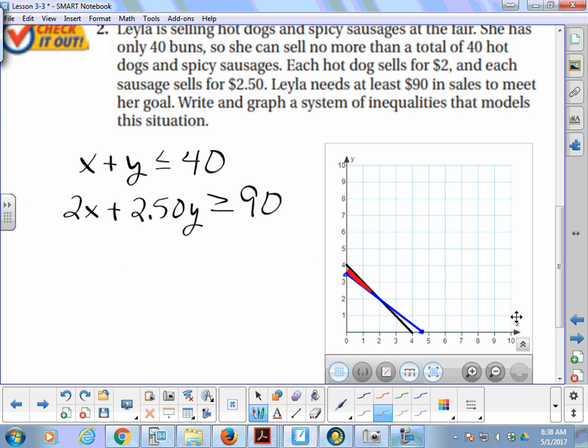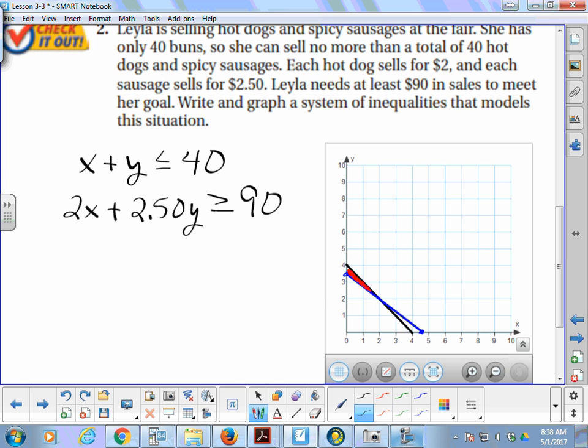All right, so with this problem, we had x plus y less than or equal to 40, and 2x plus 2.5y greater than or equal to 90. Since we're less than, the black line is the less than or equal to 40, and the blue line is the greater than or equal to 90. My possible answers are pretty slim here. You have to remember that.